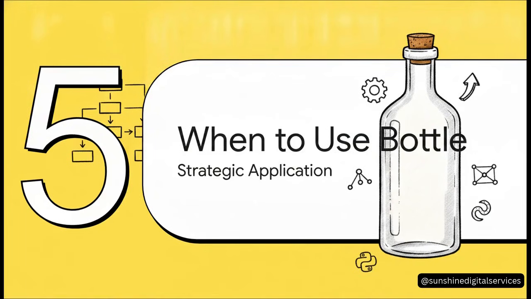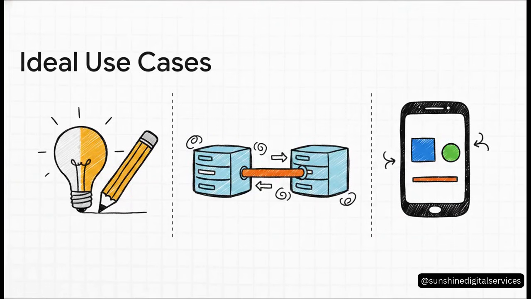So the code is simple, but we need to know when to actually use it. Section 5, when to use Bottle, strategic application. To really maximize your efficiency, you have to apply Bottle to the right jobs, right? It is absolutely unmatched for rapid prototyping when you just need to validate ideas quickly. It's also perfect for building simple RESTful APIs without lugging around massive unnecessary overhead. And naturally, it just excels at any small-scale web app that doesn't demand super complex architectural patterns.